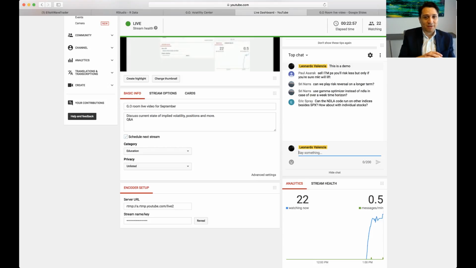However, remember that if you look at the video for the NDLA, you will notice that of the 11 inputs, a couple of them only apply to SPX. So we will have to either create a new set of inputs or synthesize them for other indexes, but for sure it's something that could be explored.